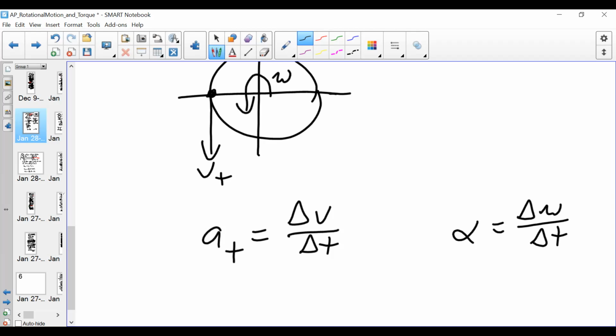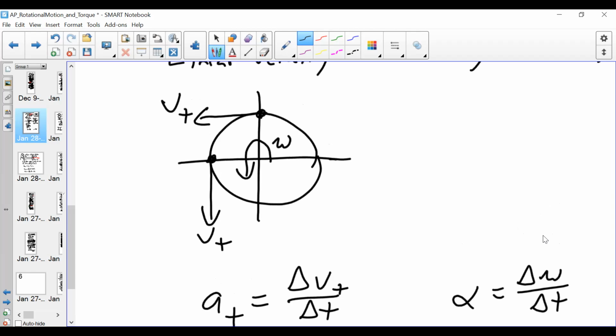So linear acceleration, delta v over delta t. That's on the outside of the circle. If we're just keeping our focus on a sphere that's rotating about an axis, the linear acceleration exists on the outside. The tangential acceleration is on the outside. And it's going to be equal to delta v_t over delta t, or just delta v over delta t. The rotational analog for linear acceleration would be the angular acceleration here, which is equal to change in angular velocity over change in time.